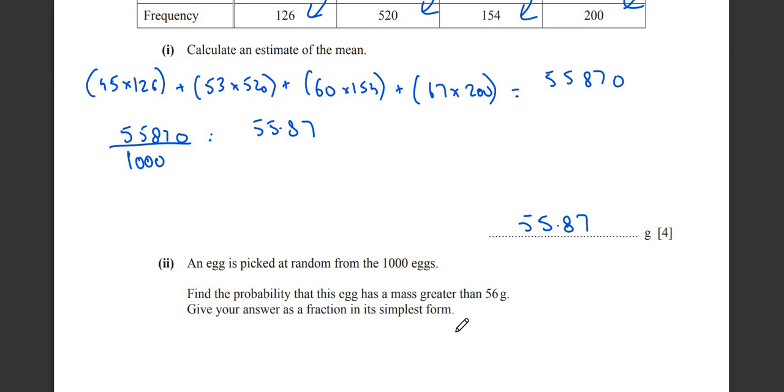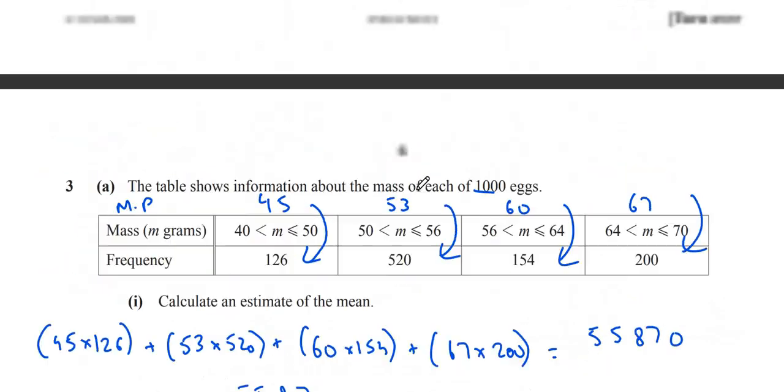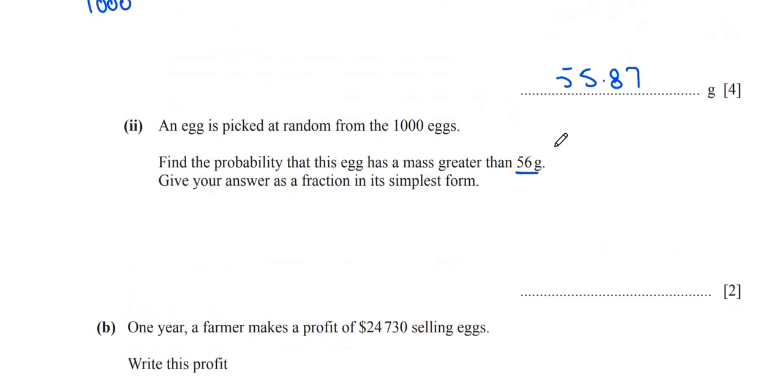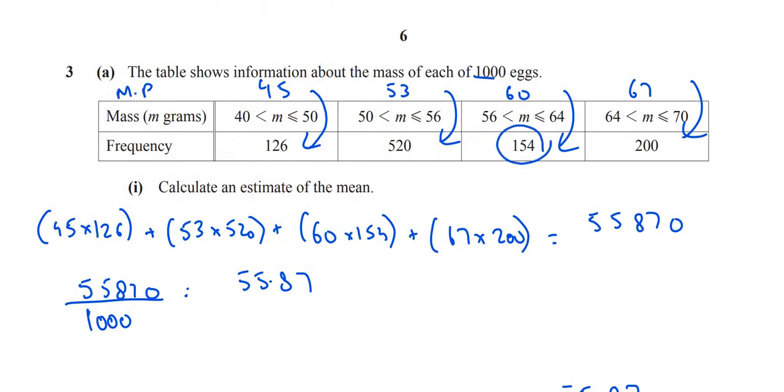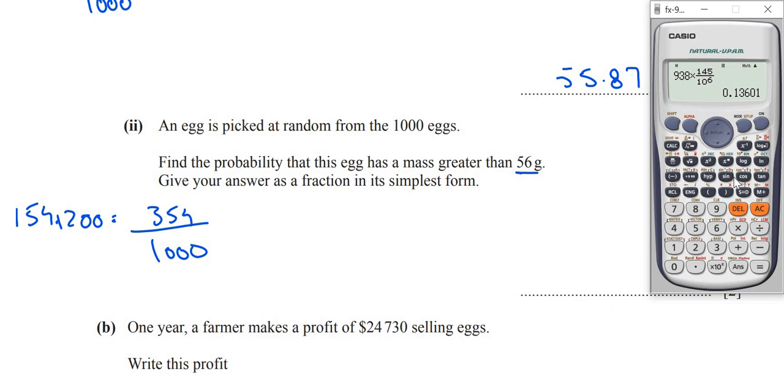Next question says that an egg is picked at random from 1000 eggs. Find the probability that this egg has a mass greater than 56 grams. Give your answer as a fraction in its simplest form. So how many eggs have mass greater than 56 grams? 154 and 200. So you will add 154 and 200, that's 354. Divide this with 1000, because we want to give our answer as a fraction.